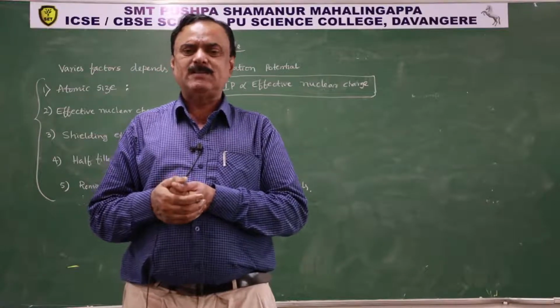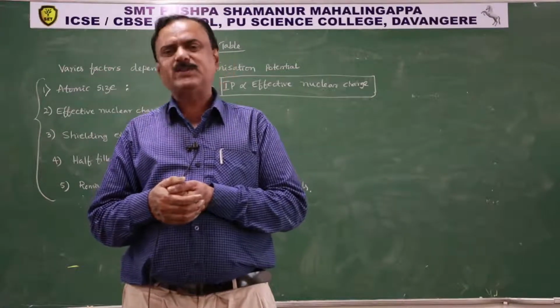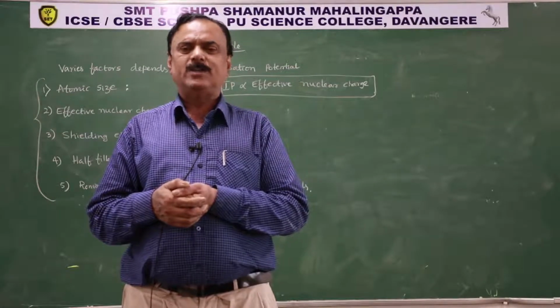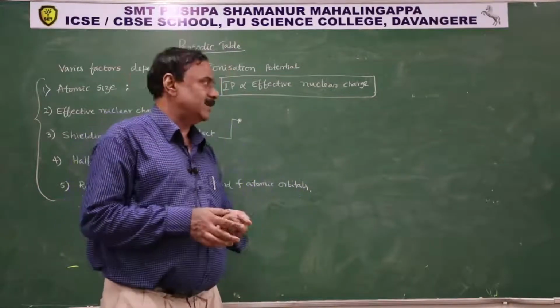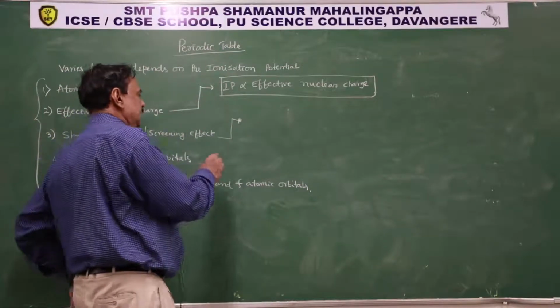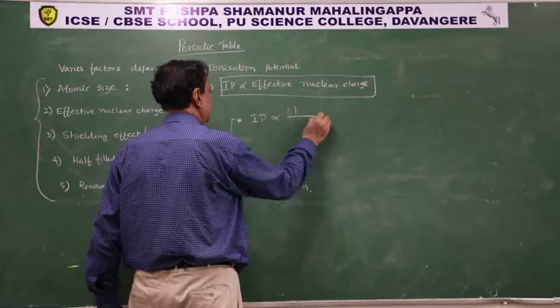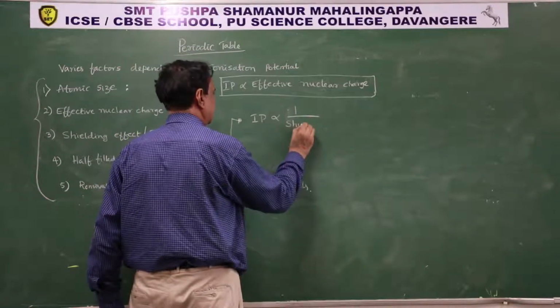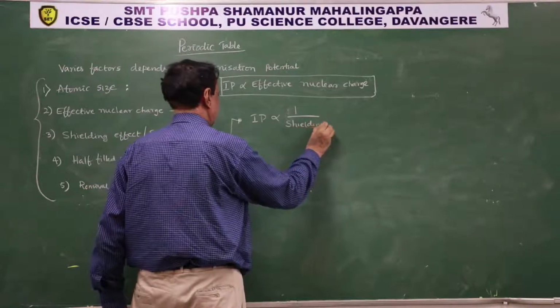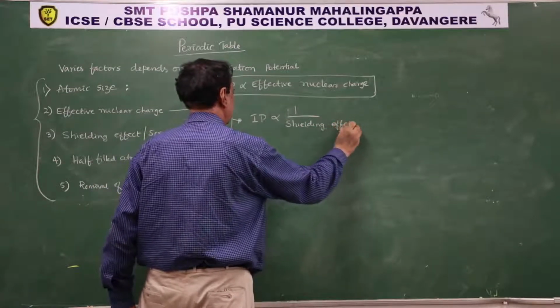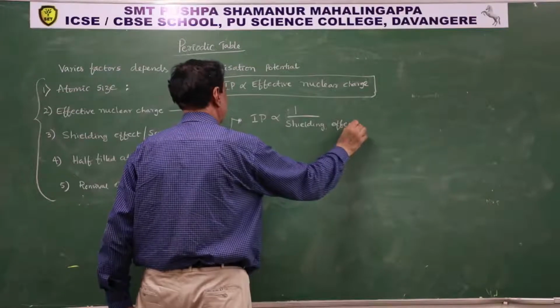Therefore, a higher energy level electron does not experience any strong force of attraction from the nucleus, and hence the ionization potential value is very less. Therefore, IP value is inversely proportional to the shielding effect. Ionization potential is inversely proportional to the shielding effect.